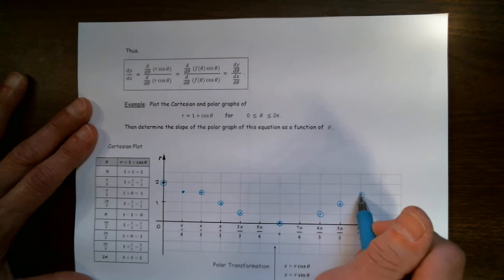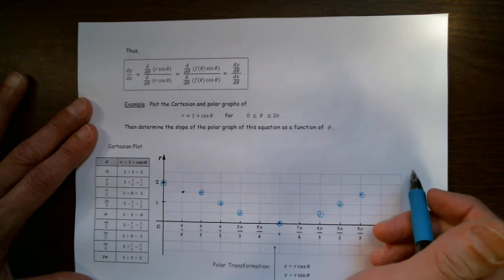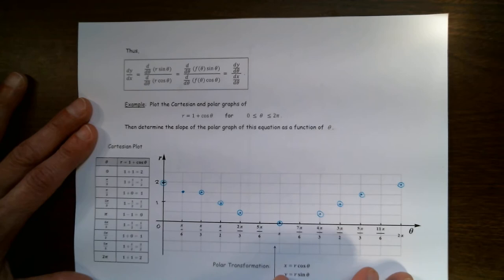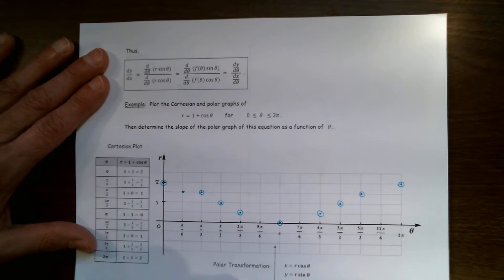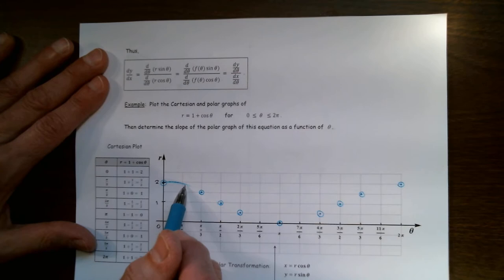And finally, at 2 pi, the cosine is back to its original value 1, which makes r a maximum again, of 2. And so we have a standard cosine wave here in our figure. It's going to look something like this.